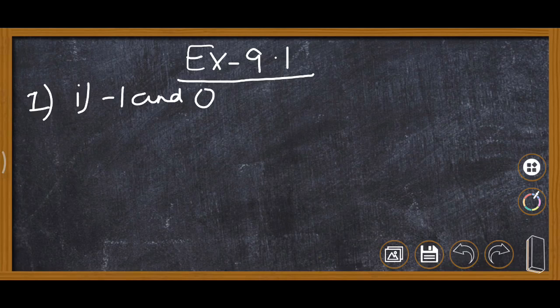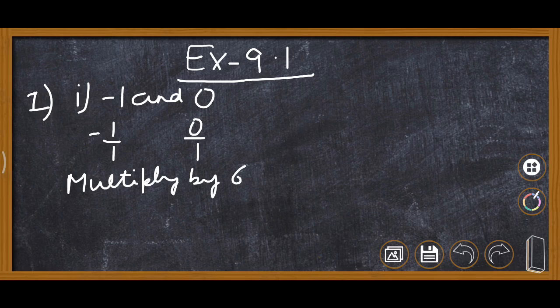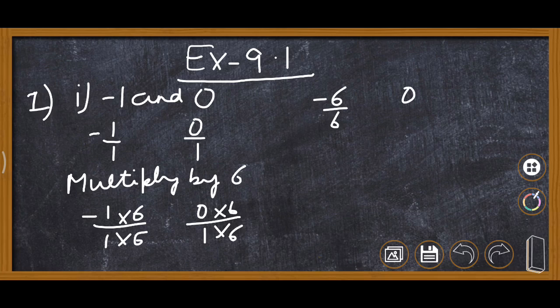Now here we are required to find 5 rational numbers, so we will write -1 upon 1 and 0 upon 1. Whenever there is no denominator, you can take 1. Now here you can see -1 and 0, no rational numbers are there, so we are required to multiply it by 6, because we are required to find 5. So -1 upon 1 multiply 6, to numerator also, to denominator also, and 0 upon 1 again multiply by 6 to numerator and denominator also. Then it is -6 upon 6 and it is 0 upon 6.